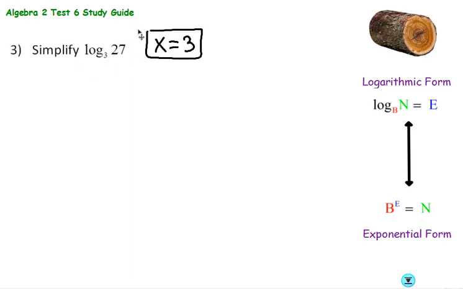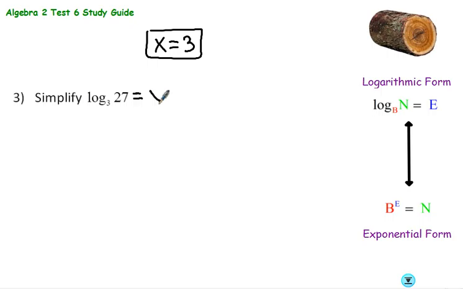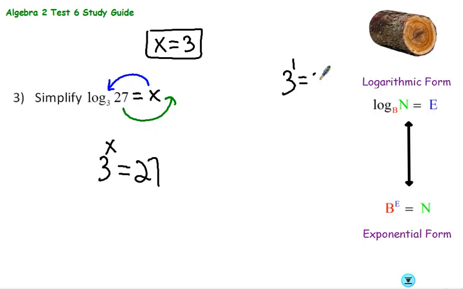First of all, I want to throw the equals x on the end of there, and then I want to rewrite in exponential form. What I come up with is 3 to the what power makes 27. If I think about the powers of 3, 3 to the first power is 3, 3 squared is 9, and then 3 cubed is 27.